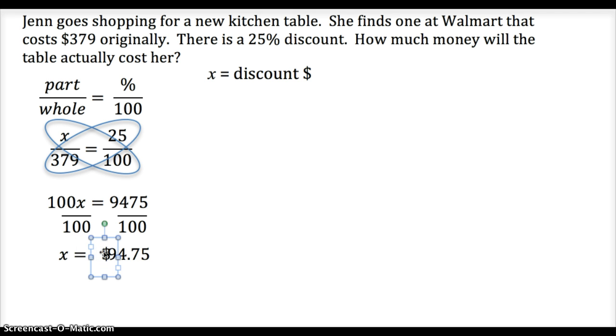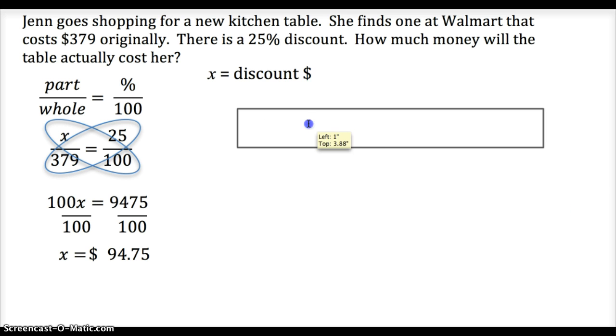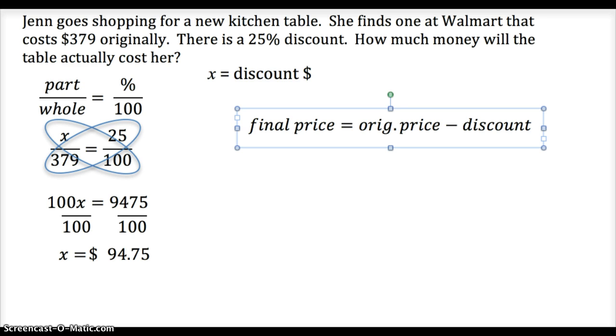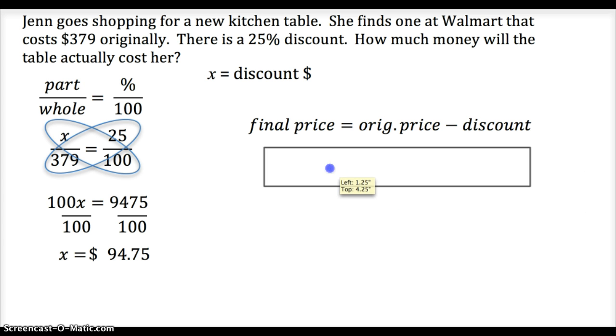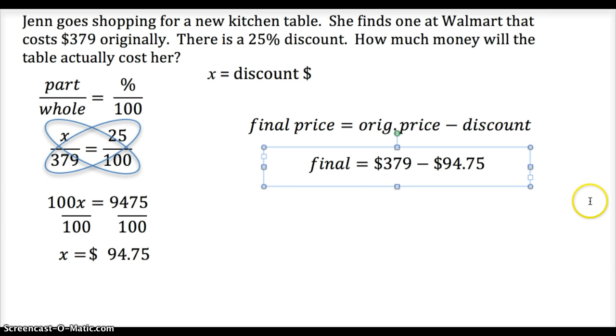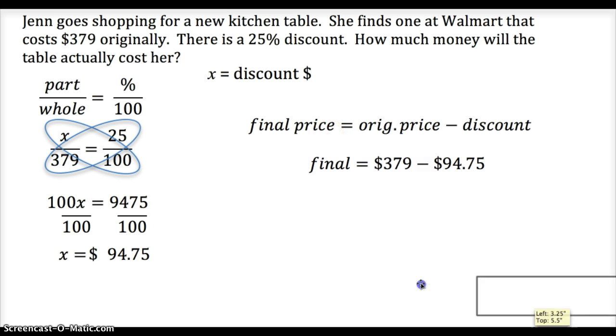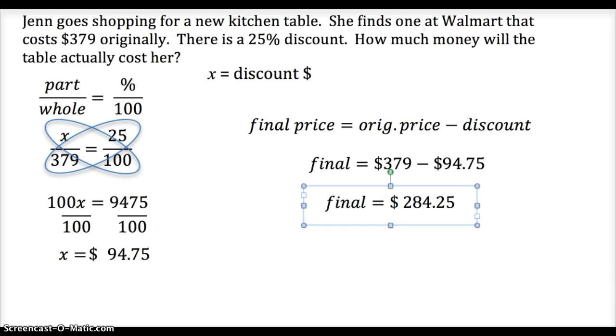All right, so now to find the final price, like we said before, the final price is equal to the original price minus the discount price. Our original price was $379. We're going to plug that in here. Our discount price, we said, was we're taking $94.75 off. That's how much of a discount it is. So in order to find the final price that Jen has to pay, you do 379 minus 94.75, and you get $284.25.